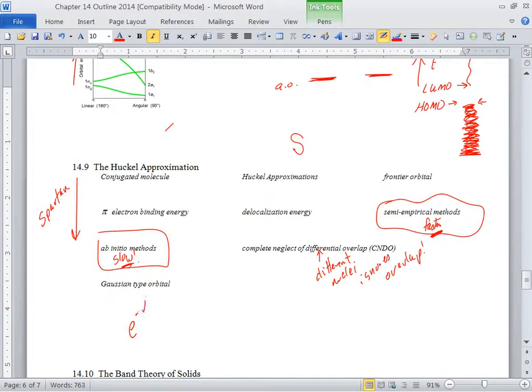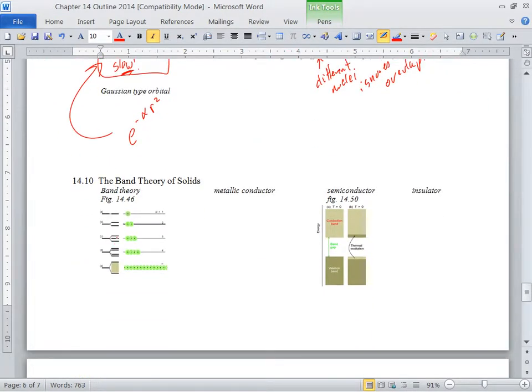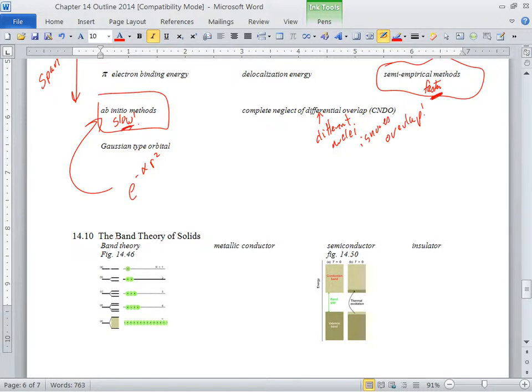Gaussian, this is how they like to write it. So they use that in the ab initio methods. So here's a little more conceptual stuff that I think you can see on the exam. This would be more, if you see what's going on here.